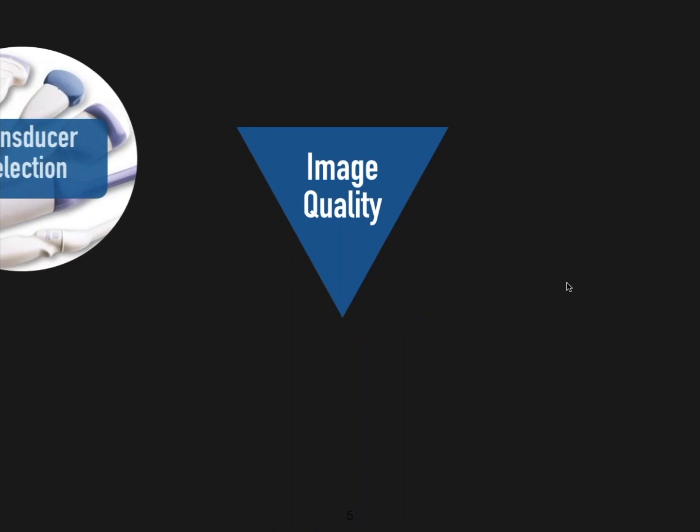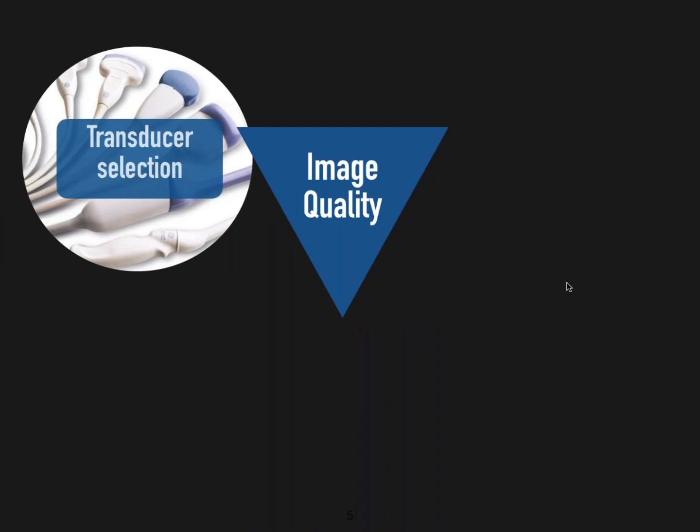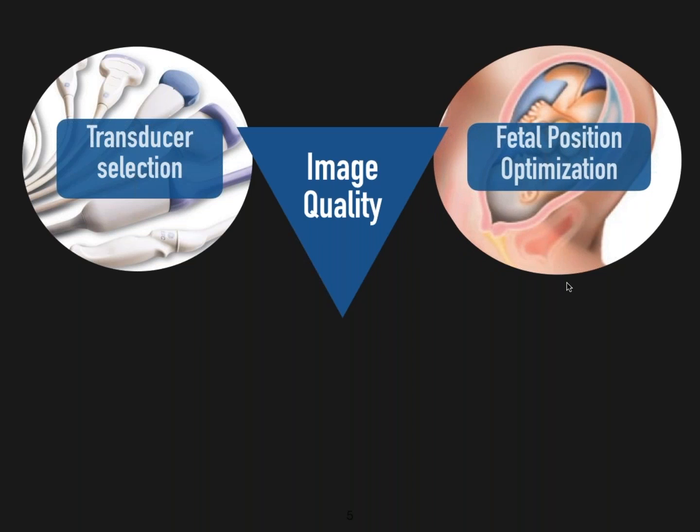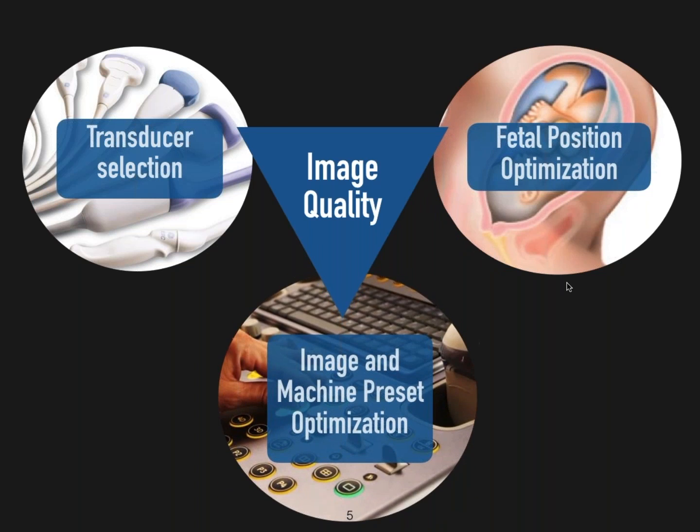Here are the 3 main key factors that contribute to quality imaging. First, transducer selection, just understanding the various probes utilized in fetal cardiac imaging. Second, fetal position optimization, an optimal approach to positioning the fetus in the uterine cavity, especially with challenging maternal body habitus. Third, image and machine preset optimization, just understanding your key functions and how they make a big impact on your imaging.